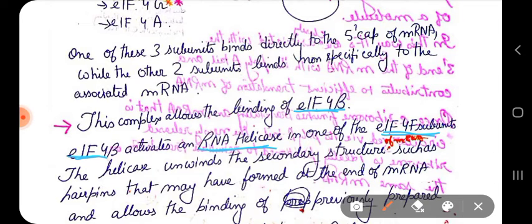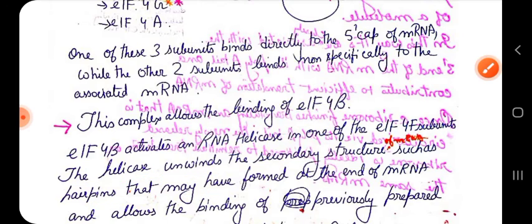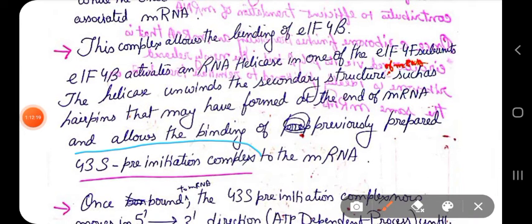We don't know which of the subunits of EIF4F has that RNA helicase activity, but the main function is that this RNA helicase will unwind all the secondary structures of the mRNA if present, like the hairpins which may be formed due to base pairing of itself. If there is an inverted repeat sequence, it causes them to form that type of secondary structure. Okay, and then after that it will allow the 43S pre-initiation complex to bind to the mRNA.